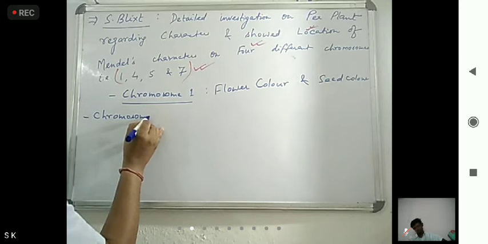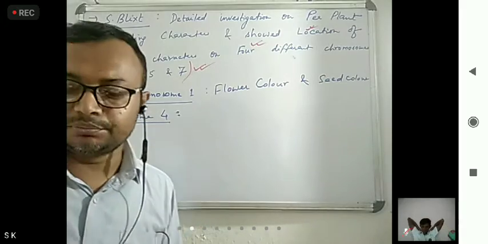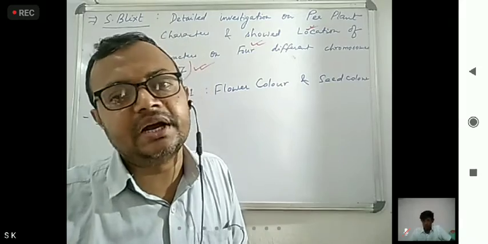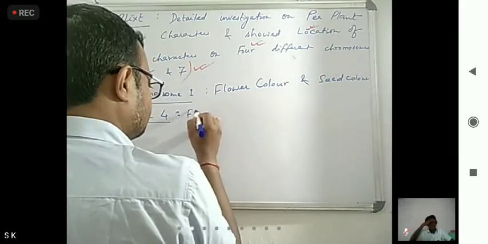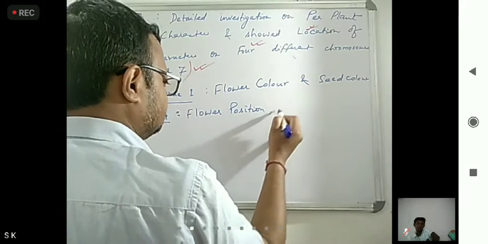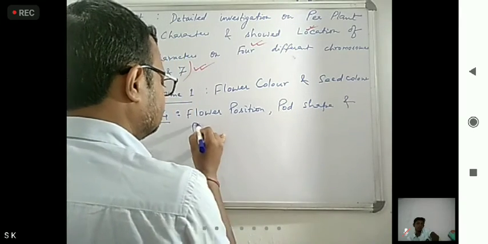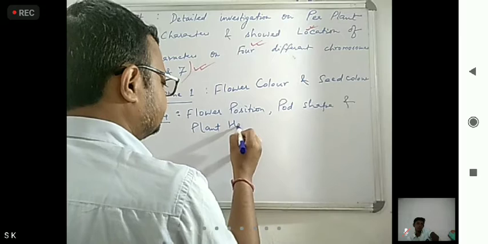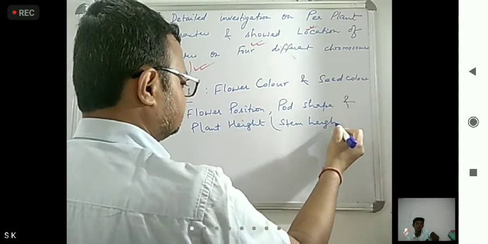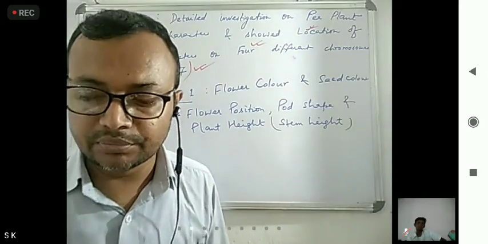Chromosome 4. What did I tell? Maximum characters. So here are flower position, pod shape, plant height, or what I called stem height. These three are present on chromosome number 4.